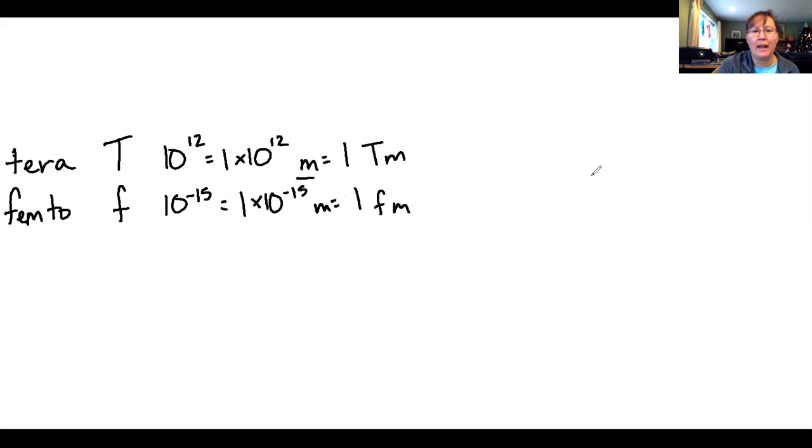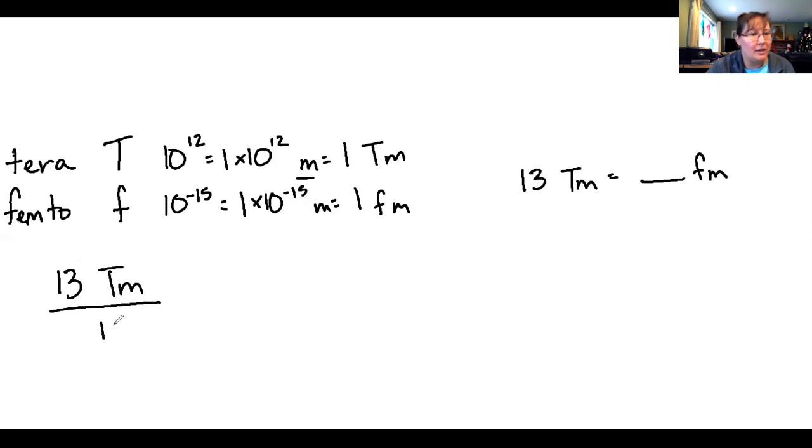Okay, so let's say that we have 13 terameters, and we want to know how many femtometers they are. This is one way to do this. I know that there are multiple ways to do this. If you have a different method, please just show me your work, okay?